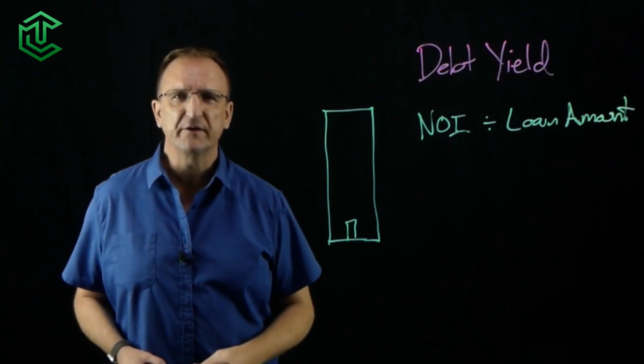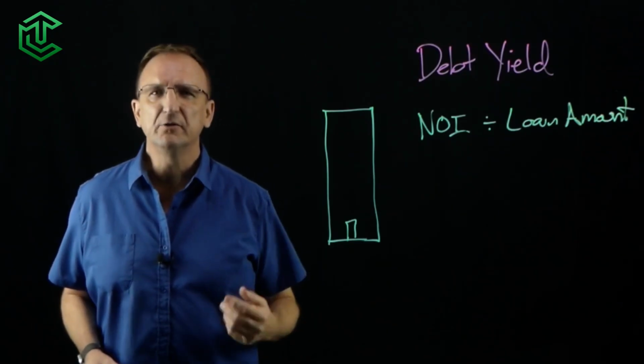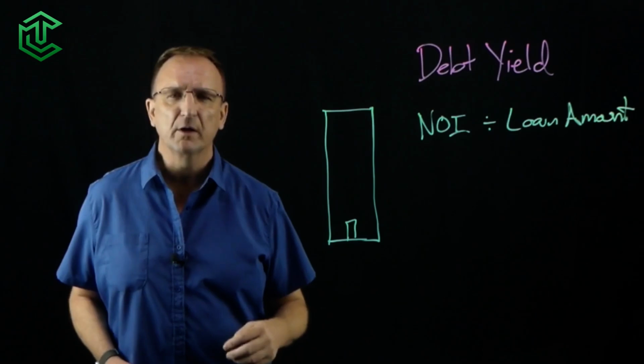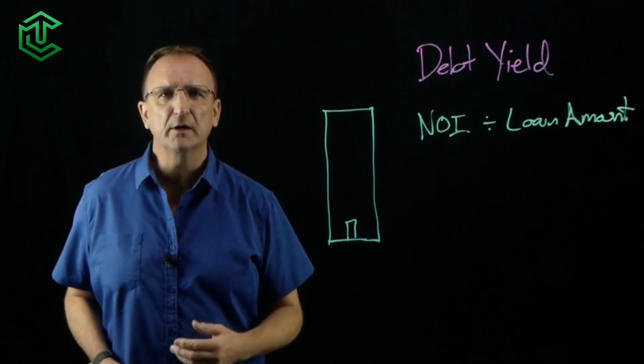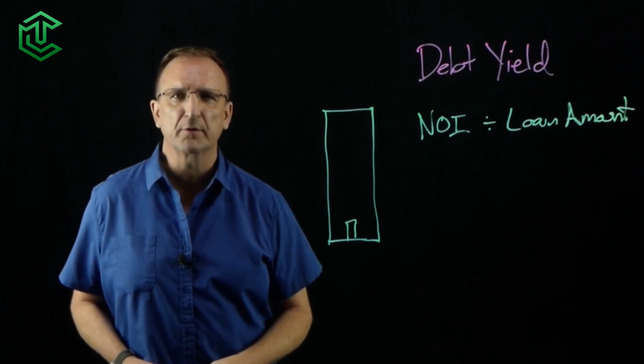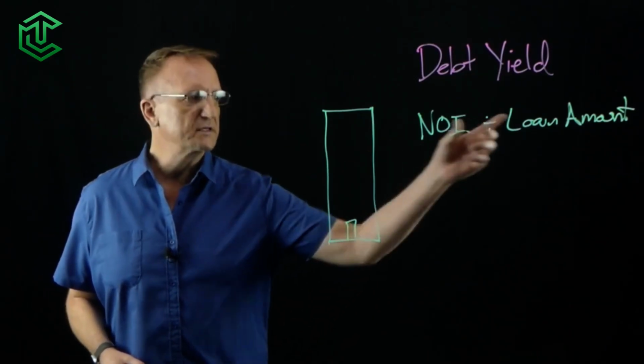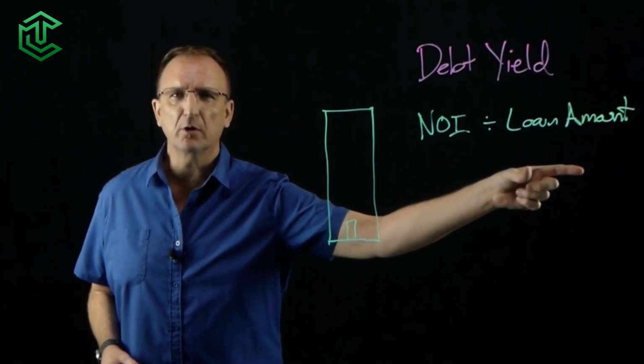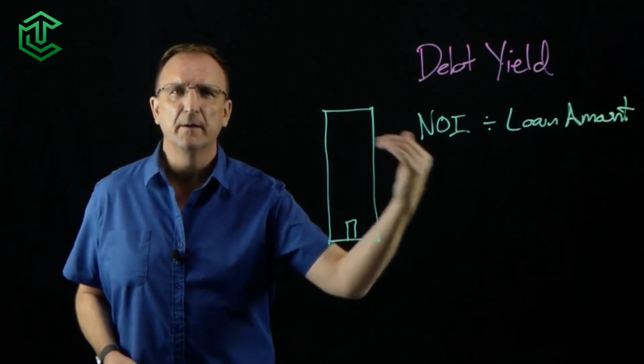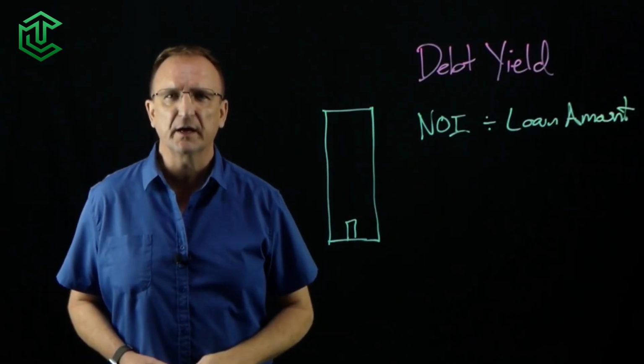Ever since the 2008 financial crisis, debt yield has become a major driver in constraining how much lenders will loan on a commercial property. Because regardless of what happens in the market, the lender knows exactly how much they put out to the borrower. And if they take over the property, the NOI is their yield on that cash.